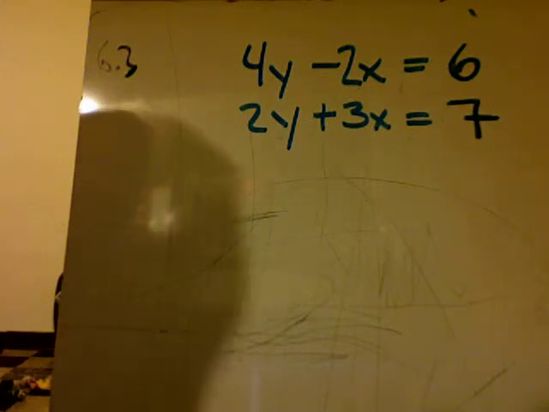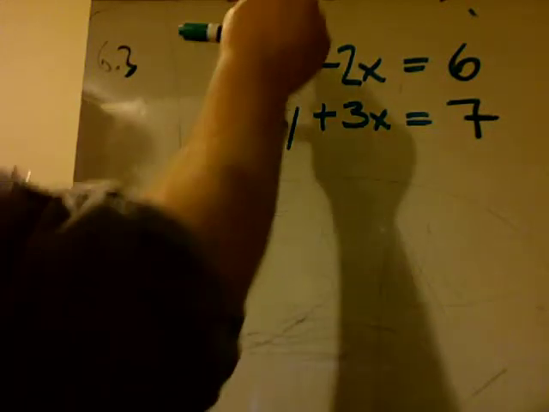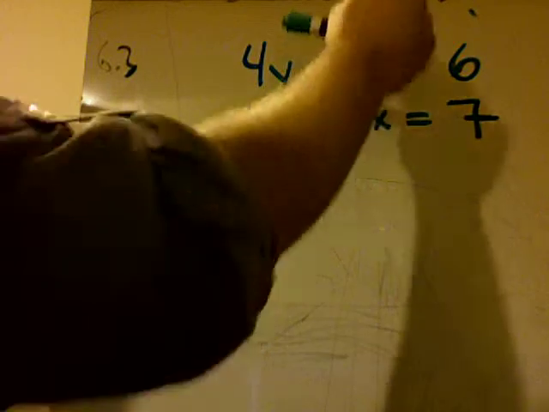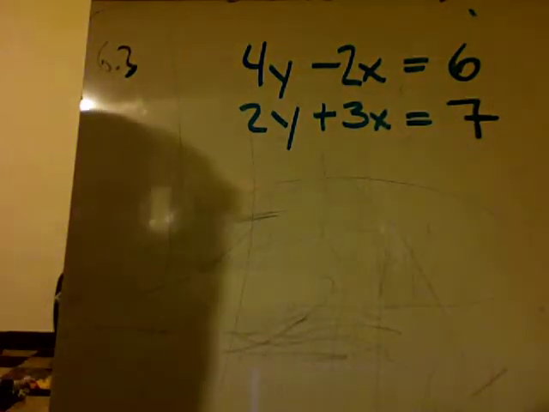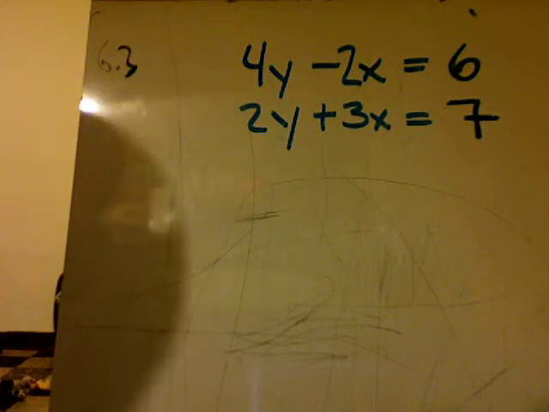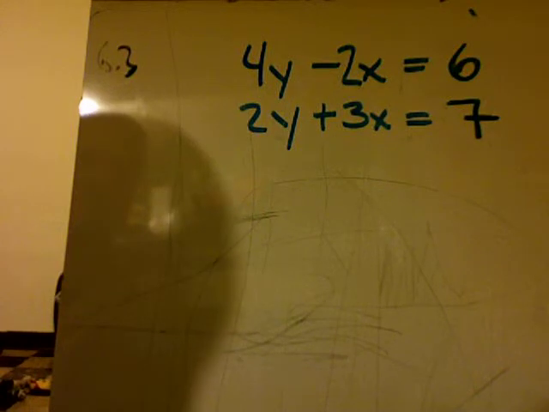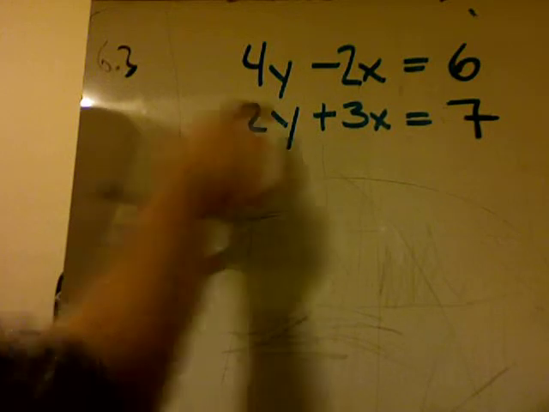Okay? So what I need to do is first make sure that they're lined up correctly. So I'm going to have all my y's in one column, the x's in another column, and then the term without any variable attached to it in another column. Okay? Then I'm going to look at what they have in common in a simple way to eliminate one of the variables. So in this case here, I see that I've got a 4y and a 2y.